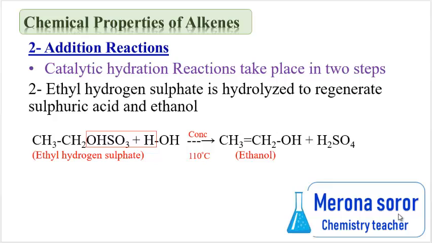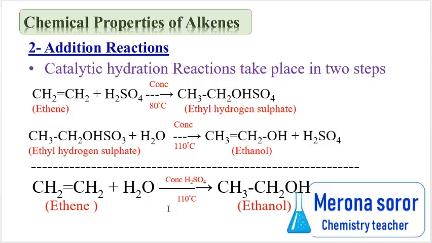Step number 2: ethyl hydrogen sulfate is hydrolyzed to regenerate sulfuric acid and ethanol. In this equation, the hydrogen ion will connect to the bisulfate ion to form sulfuric acid, and the OH negative ion will connect to the CH3CH2 to form ethanol at a temperature of 110 degrees Celsius. The net equation will be CH2=CH2 plus H2O gives CH3CH2OH in the presence of concentrated sulfuric acid at a temperature of 110 degrees Celsius.